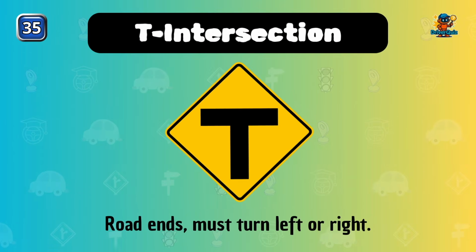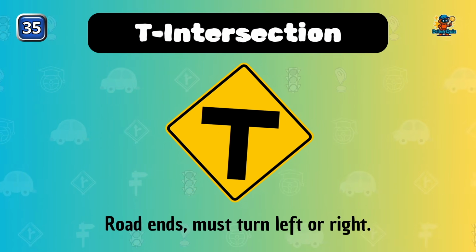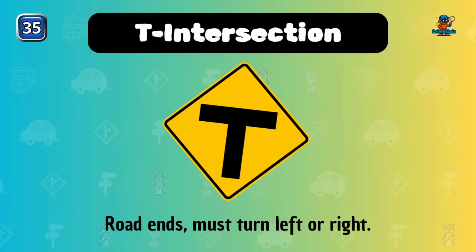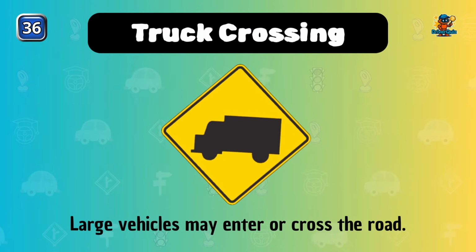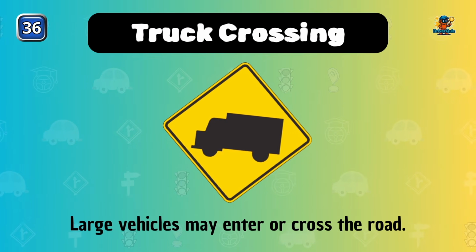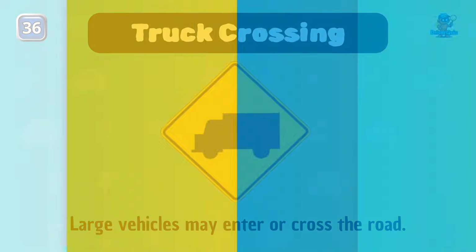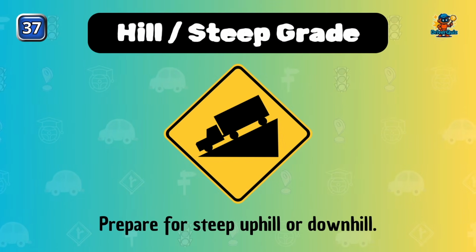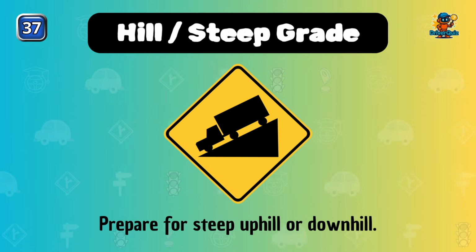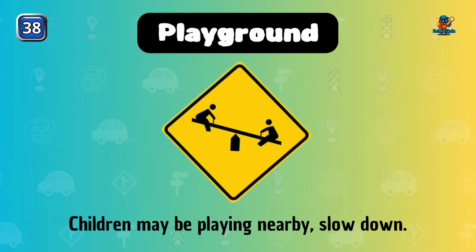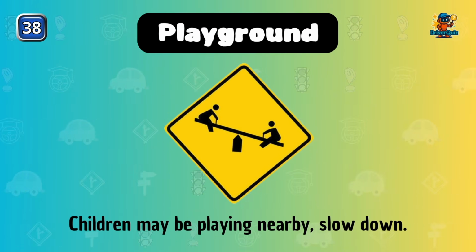T-intersection. Road ends, must turn left or right. Truck crossing. Large vehicles may enter or cross the road. Hill, steep grade. Prepare for steep uphill or downhill. Playground. Children may be playing nearby, slow down.